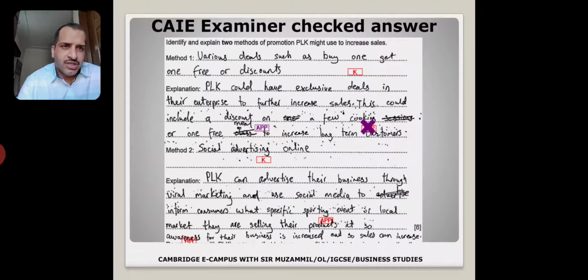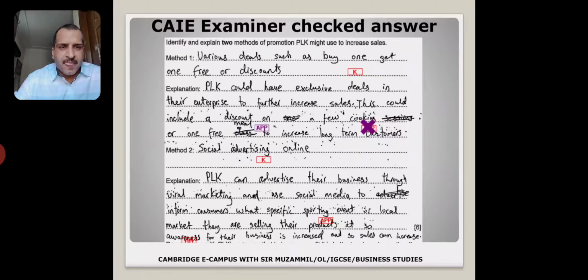This is the Cambridge checked marking key. The candidate has written, identify and explain 2 methods of promotion: various deals such as buy one get one free or discounts. This is your knowledge. He said okay, knowledge marks okay. But when it comes to explanation, PLK could have exclusive deals in their enterprise to further increase sales. This could include a discount, or buy one get one free for long-term customers. There is no analysis, only application. So Cambridge has assigned 2 marks for this point, for application and knowledge.